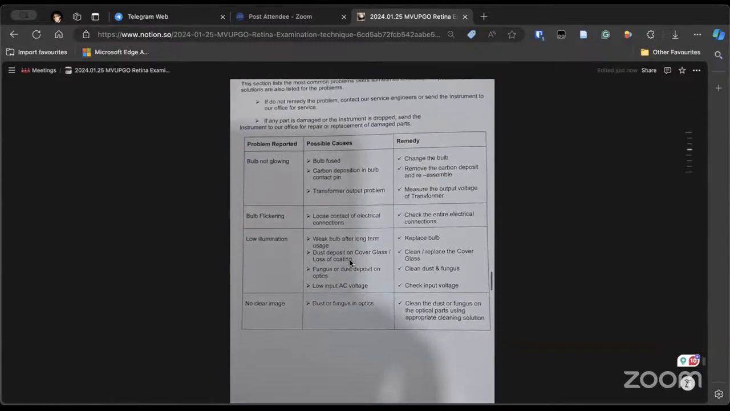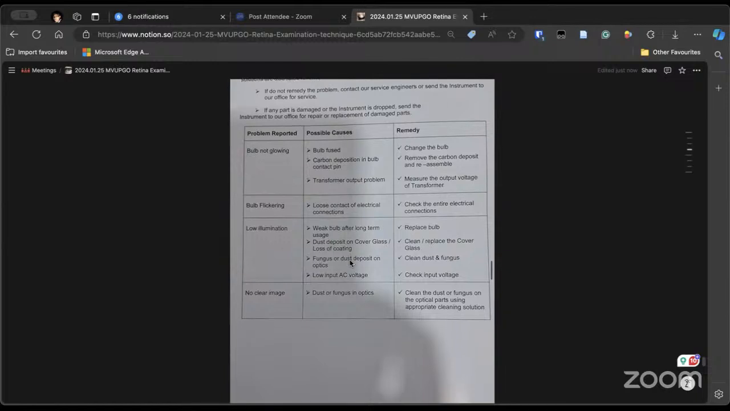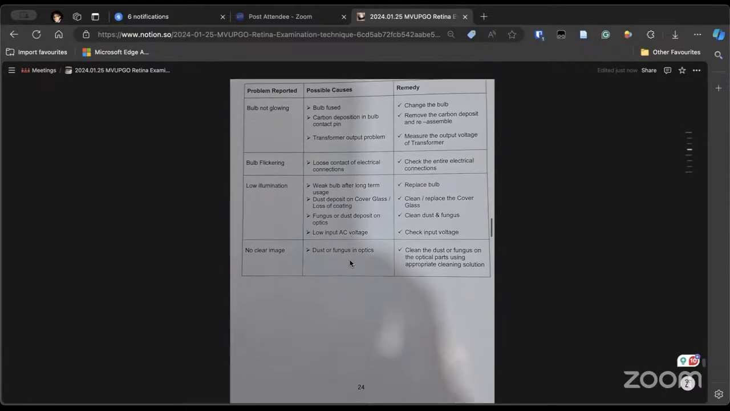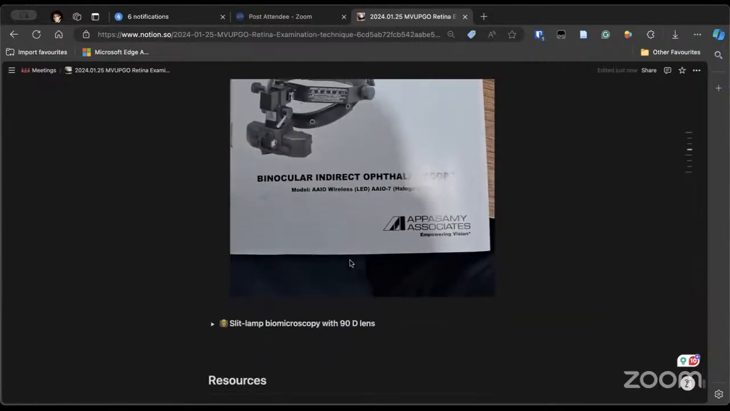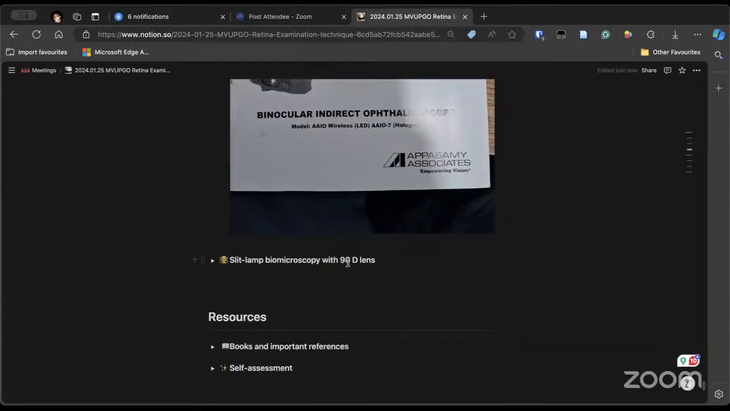I'll also request all of you, you will be having the Indian ophthalmoscope. Give some time to read the user manual provided by the manufacturer. Most of these things you will not be required to prepare, but at least read it. Just give it a look. We have been using this Appasamy Indian ophthalmoscope, which has been working very nicely. So are there any queries in Indian ophthalmoscopy with 20D?